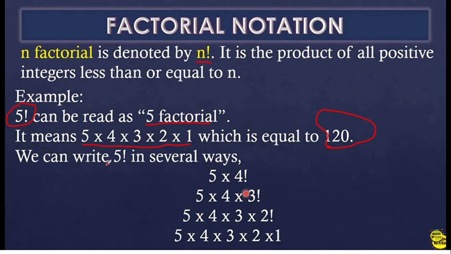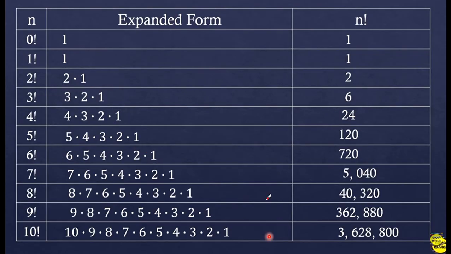We can write 5 factorial in several ways. It can be 5 times 4 factorial. And what is 4 factorial? 4 factorial is 4 times 3 times 2 times 1. We can also write it as 5 times 4 times 3 factorial, 5 times 4 times 3 times 2 factorial, and 5 times 4 times 3 times 2 times 1. They are all equal, they are all the same. This is the expanded form of n factorial.